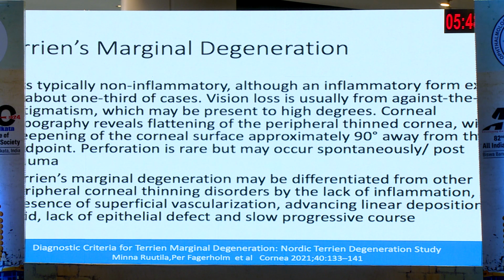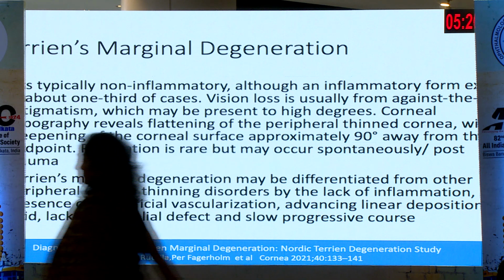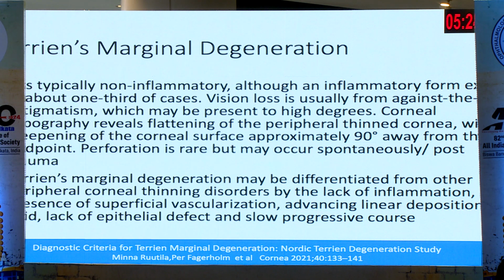By definition, the epithelium remains intact, and the degeneration may lead to high degrees of against the rule or oblique astigmatism. So two types have been documented, an inflammatory form and a non-inflammatory form, and both of them are characterized by this oblique against the rule astigmatism. The important point with Terrien's is that perforation can happen either spontaneously or post-trauma. So these patients have to be advised regarding protective eyewear.